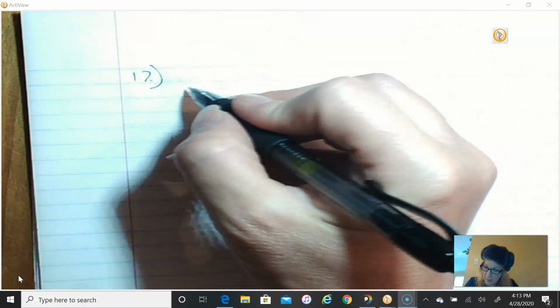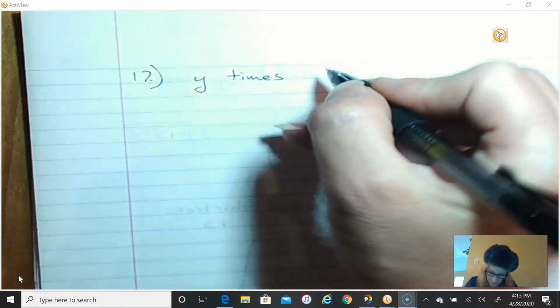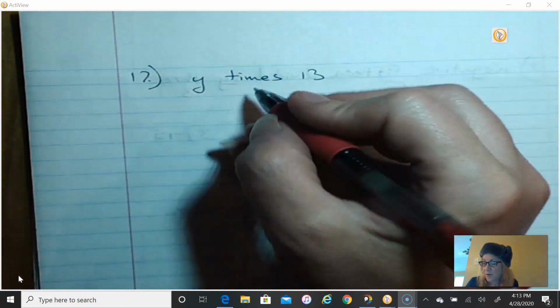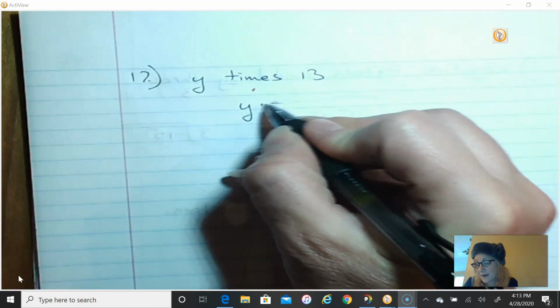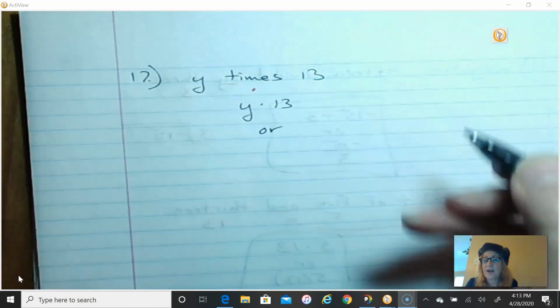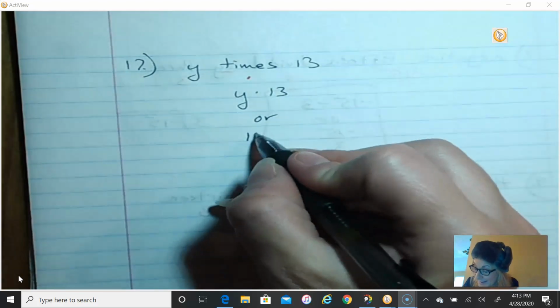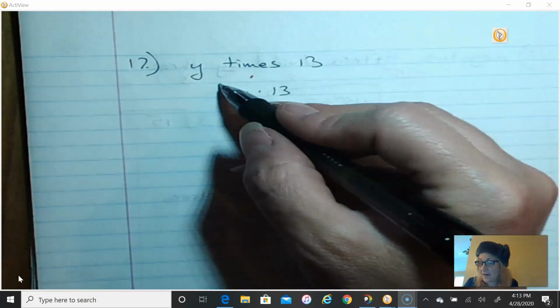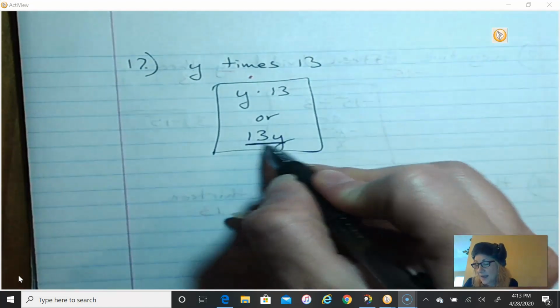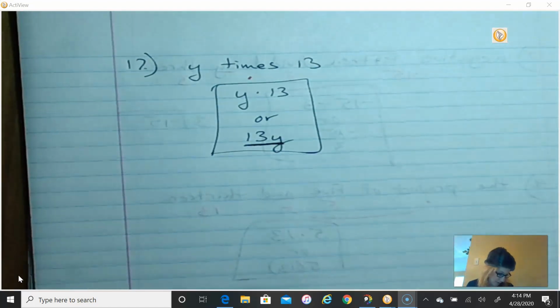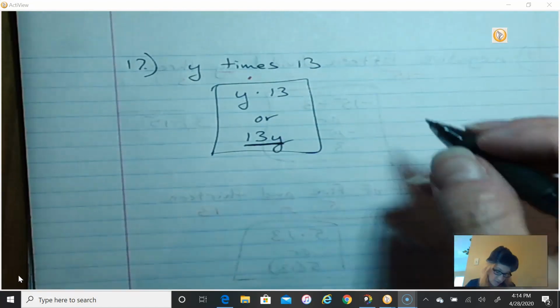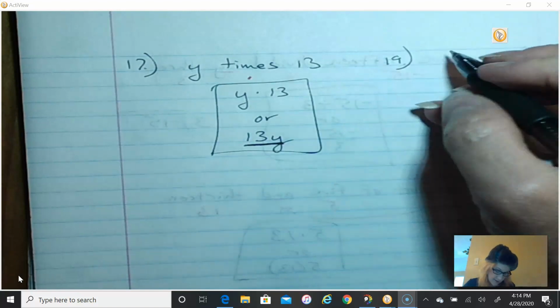All right, 17. Y times 13. All right, we're multiplying. So, okay, this is another one. You would want to say y times 13, which is okay. But if you combine them, it really needs to be 13y. Because, again, the number should come before the letter. I'm not going to count off, but you need to remember that. So you should be writing these answers down in your book, so when you're doing your homework, you have something to reference by.